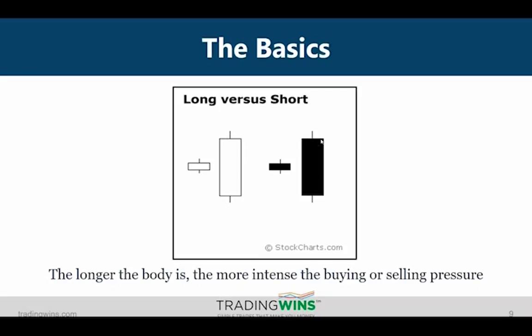This one here, however, opened at the top edge of the body, went as high as this point, as low as this point, and settled in at the low edge of the body. So in this instance, sellers were really able to drive the price down. They were dominating throughout this session. So they not only won that tug of war, they won it by a significant margin. So we need to pay attention to this type of bar.